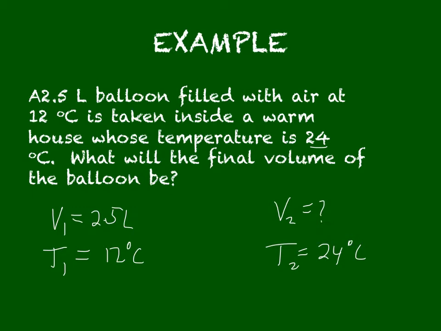Now, I can't use degrees C. The reason is, what if I have 0 degrees C? Since our equation is V1 over T1, if T1 were 0 degrees C, you'd be dividing by 0. That's impossible. You can't do that. So the temperatures must be in kelvins. So remember, to change from degrees C to Kelvin, temperature in Kelvin is equal to the temperature in degrees C plus 273.